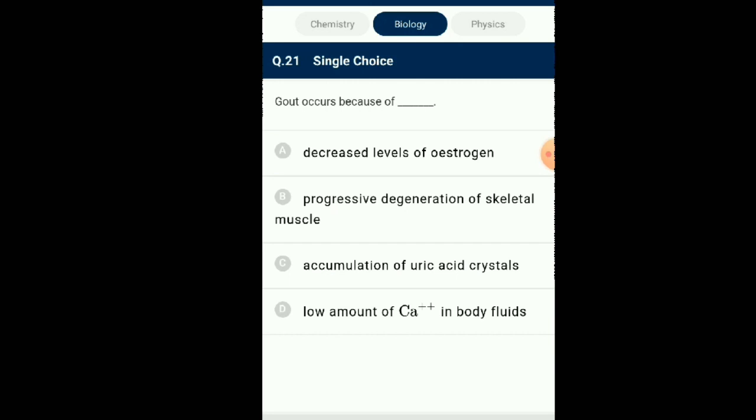The four phases of gout include asymptomatic hyperuricemia, acute gouty arthritis, intercritical gout, and chronic tophaceous gout. So the answer is option C, due to the accumulation of uric acid crystals.